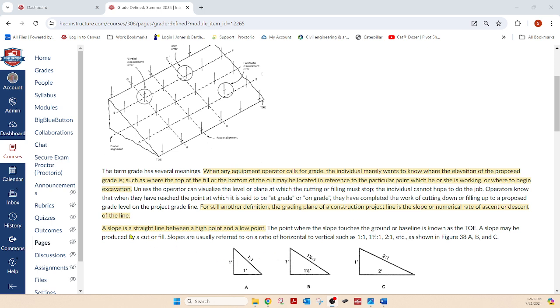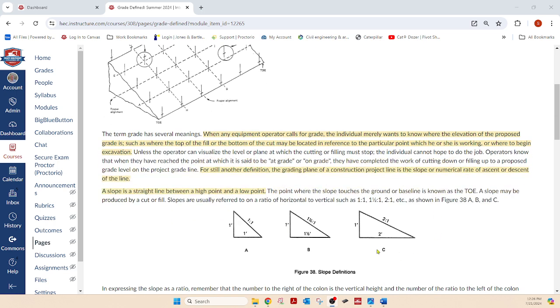So their definition of a slope is a straight line between a high point and a low point. The point where the slope touches the ground, our baseline, is known as the toe, in this case right here. A slope may be produced by a cut or a fill. Slopes are usually referred to on a ratio of horizontal to vertical, such as 1 to 1, 1 1/2 to 1, 2 to 1, as shown in figure 30A right here.